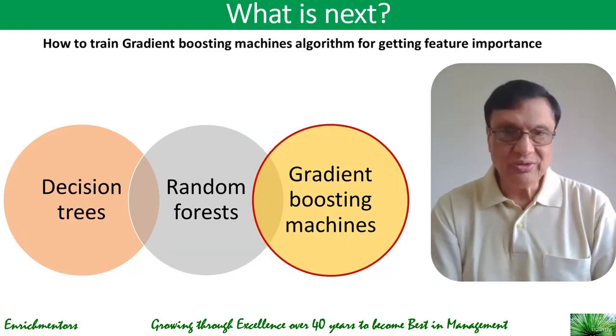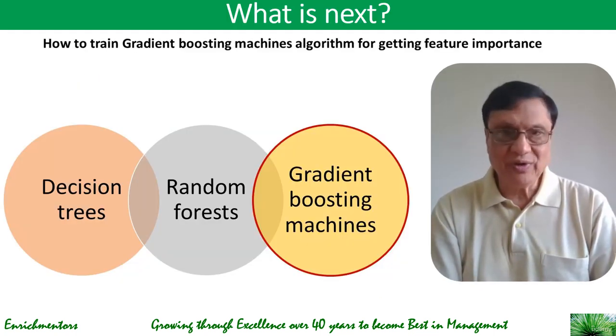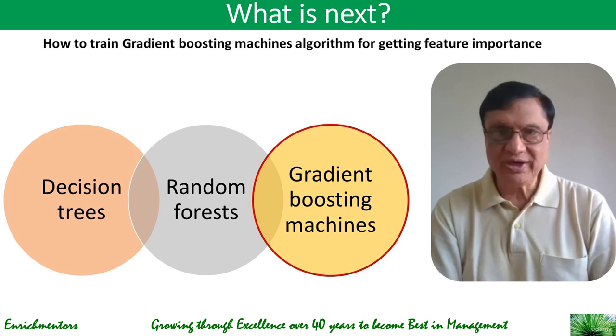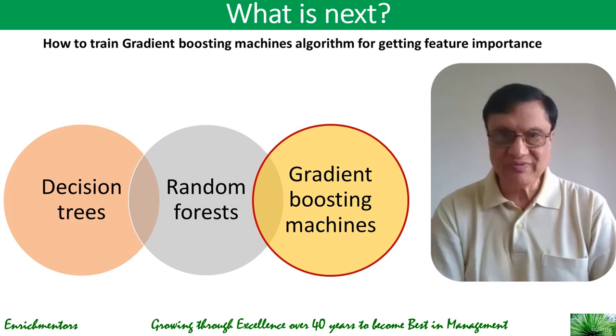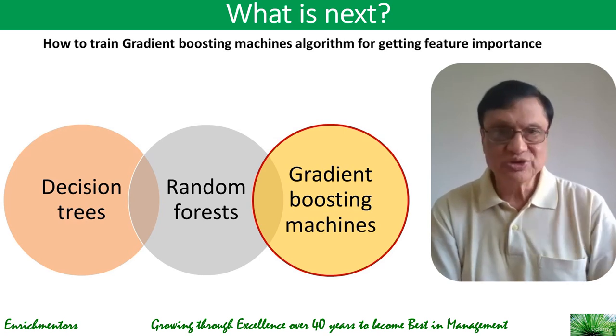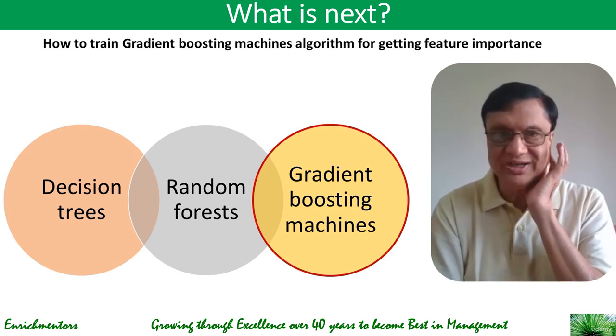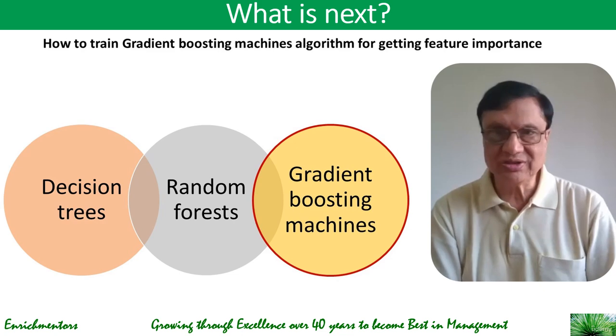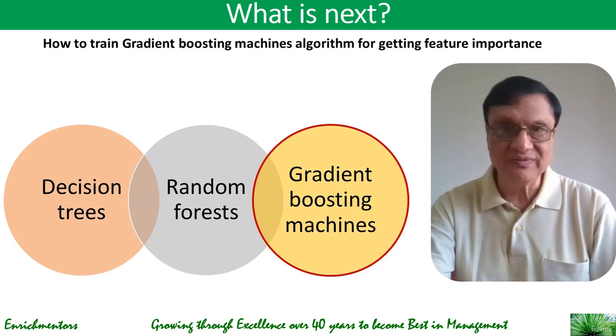So having looked at how to train random forest algorithm for getting feature importance, what do we do next? The last one to talk about is the gradient boosting machines. So we will look in the next lecture at how to train gradient boosting machine algorithm for getting important features.